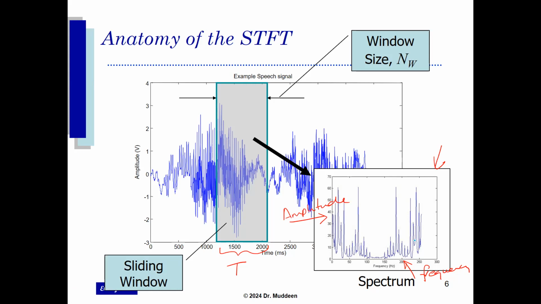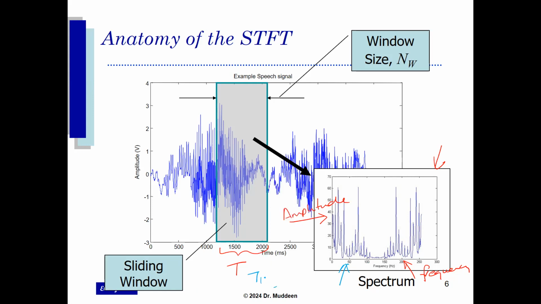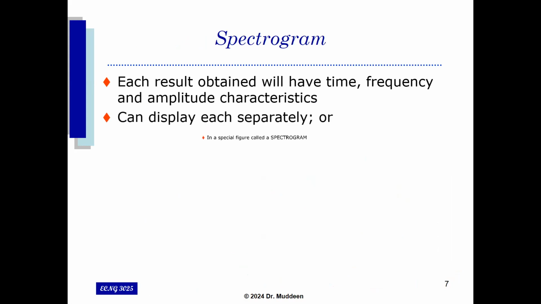I could display a whole series of these spectra for you. So I can say, okay, time 0 to 500, and I show you a spectrum, then 500 to 1000, I show you another spectrum. So you can have a series of these things. That is useful. Or what we could do is to try to combine all of this.